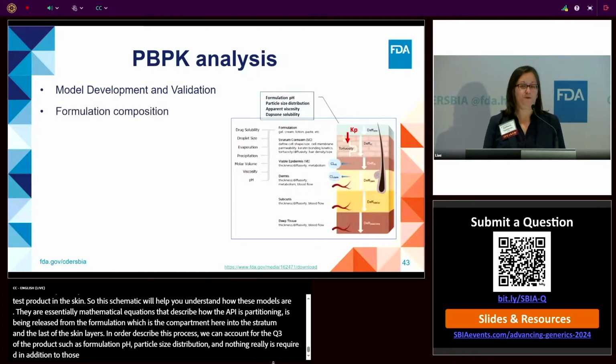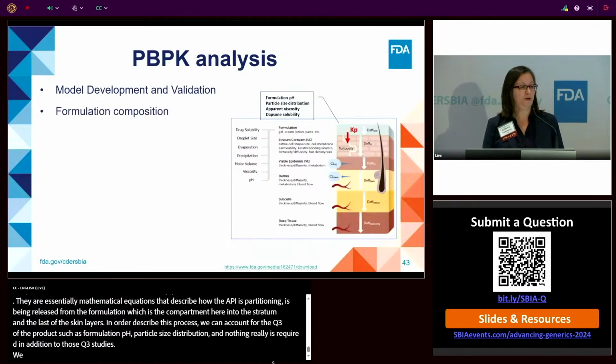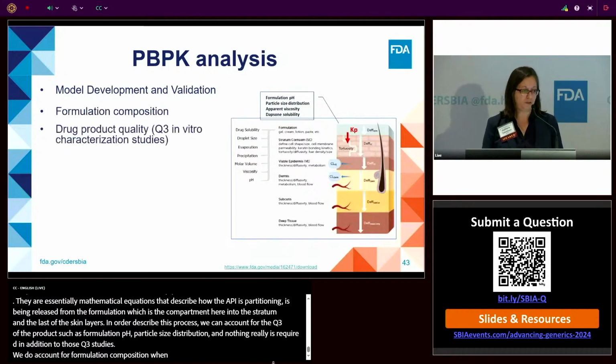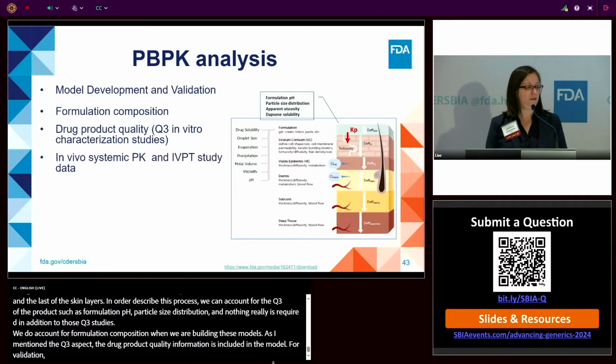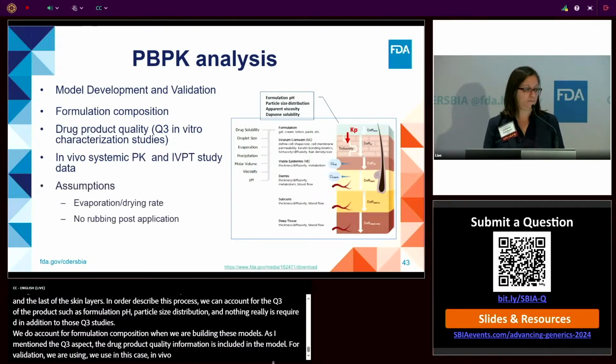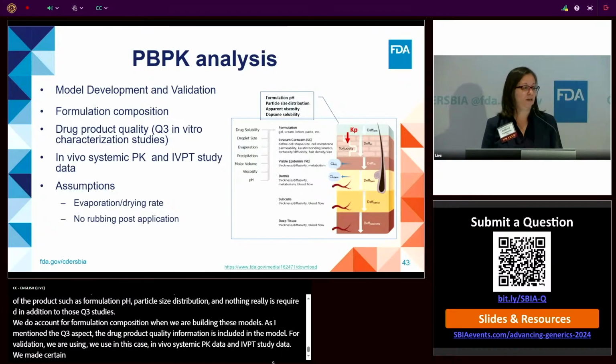We do account for formulation composition when we are building these models. As I mentioned, the Q3 aspects, the drug product quality information, are included in the model. And for validation, we used in this case in vivo systemic PK data and IVPT study data. We made certain assumptions regarding the evaporation and drying rate of the gels, but this can also be characterized experimentally.